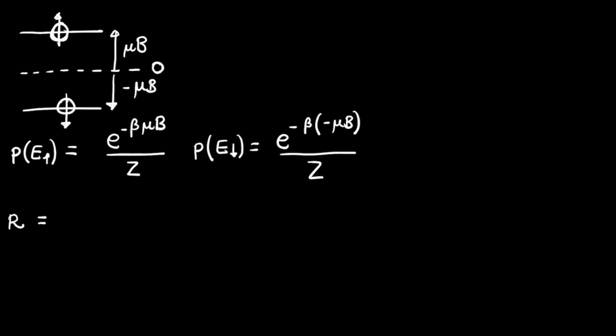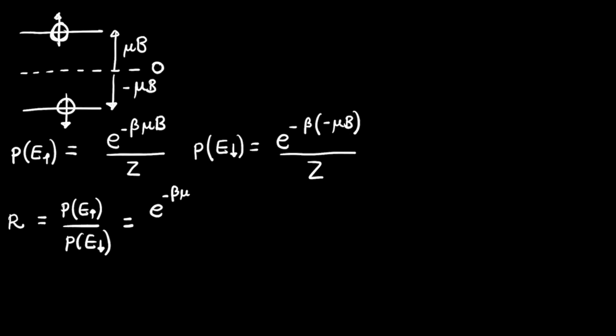So if we want the ratio of spin up to spin down, then we want the probability of it being in the spin up state divided by the probability of it being in the spin down state. So if something's twice as likely to be spin up than spin down, then the ratio is going to be 2 right here. So that is what we're going to use. And when we substitute this in, something pretty cool happens right here.